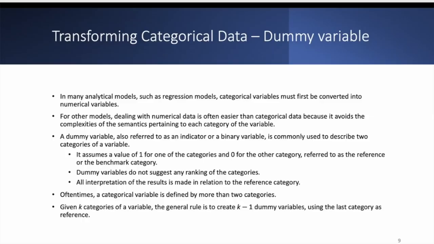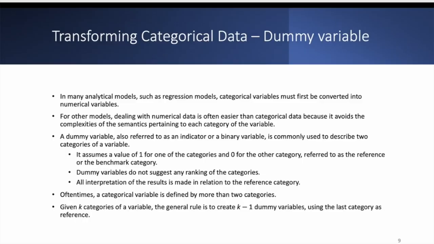The dummy variable is an indicator or a binary variable. It's commonly used to describe 2 categories of a variable. It assumes a value of 1 for one of the categories and 0 for the other category. So this variable that we add takes only 2 values, zeros and ones. The other category, which is the 0 category, we refer to as the reference or the benchmark category.